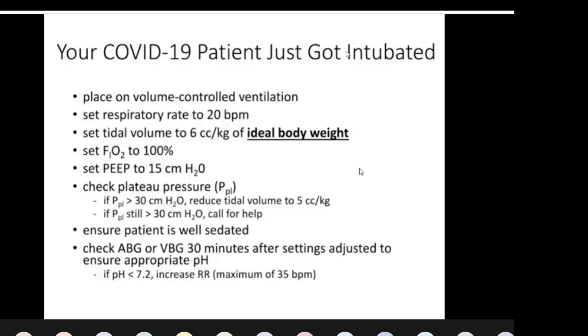Next thing, because he has crashed or is on the verge of crashing, I don't want to put him on less than 100% FiO2, because I want his oxygenation improved at the best in the initial few minutes of ventilation. So 100 FiO2 is okay. Then I will set a PEEP at 15 centimeters of water.